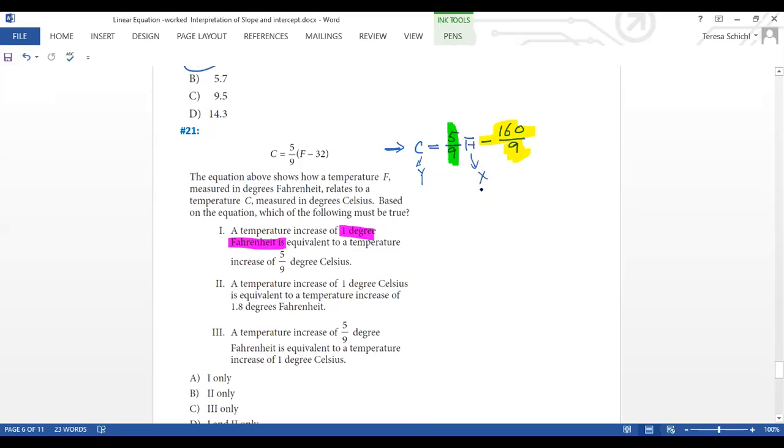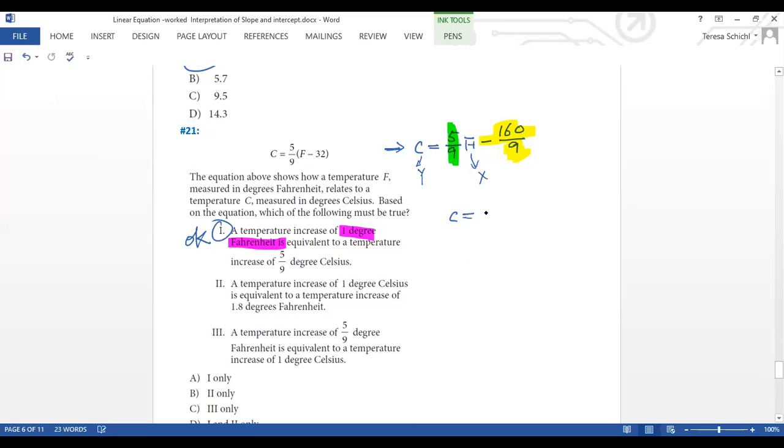When Fahrenheit increases 1 degree, what happens to your Celsius? Your Celsius increases 5/9, correct? Okay, I like this one. Now the next one says a temperature increase of 1 Celsius is equivalent to a temperature increase of 1.8 Fahrenheit. Let's see.